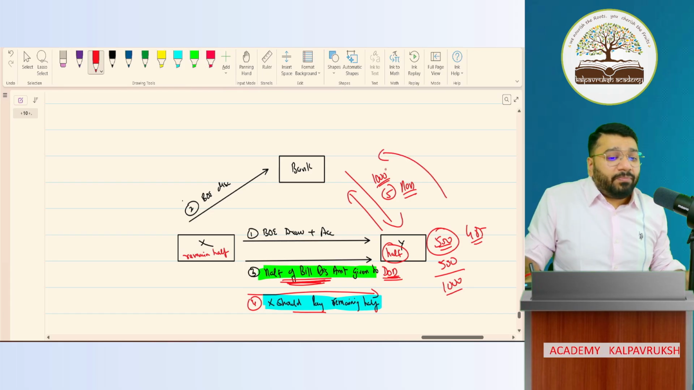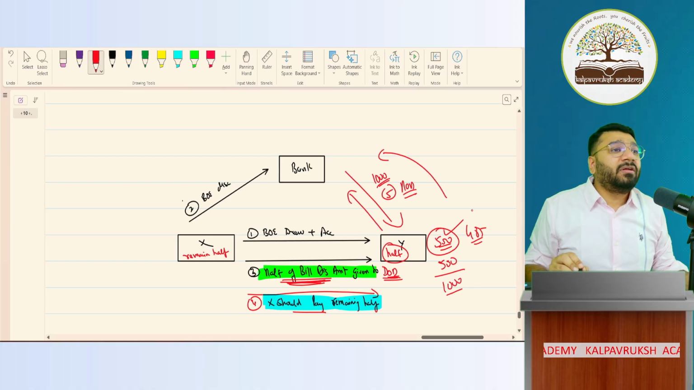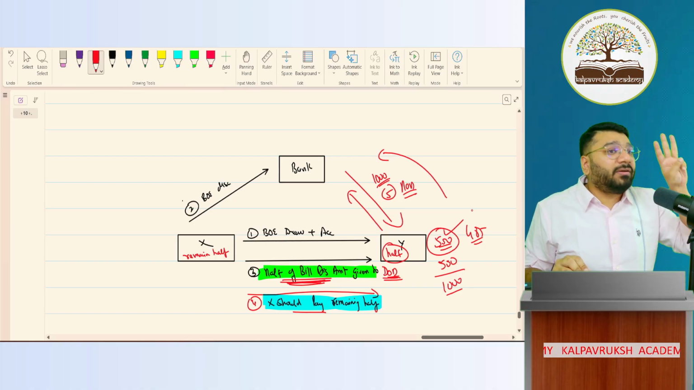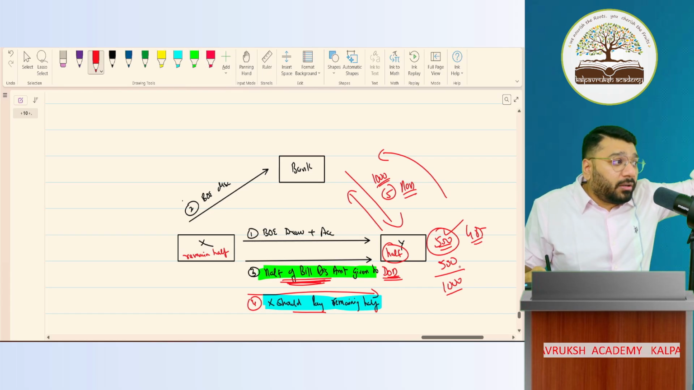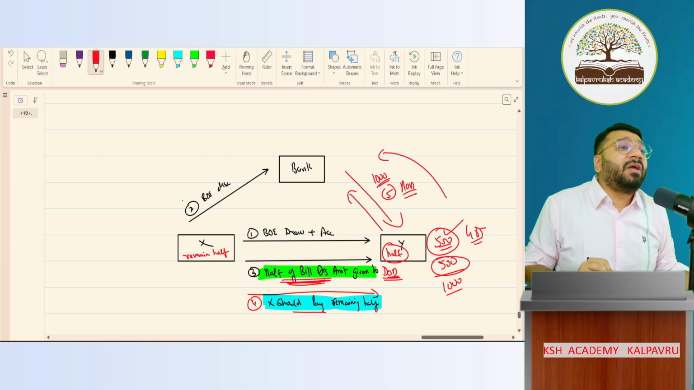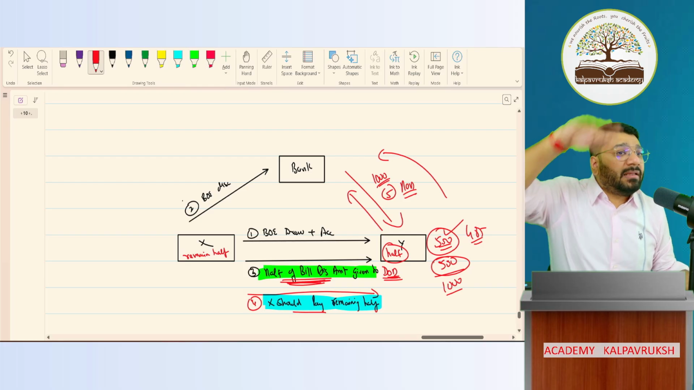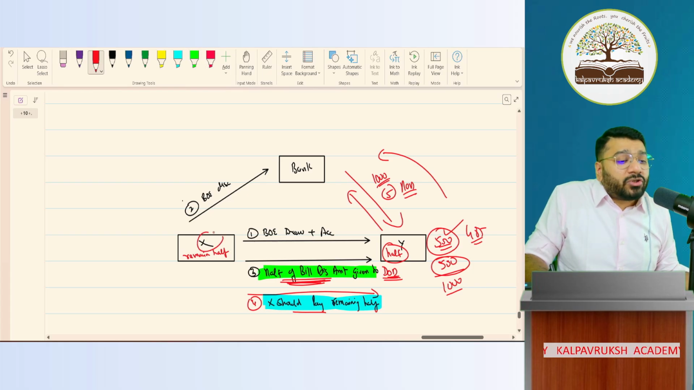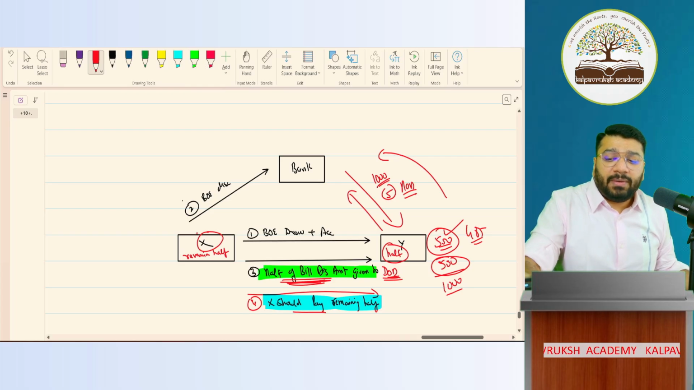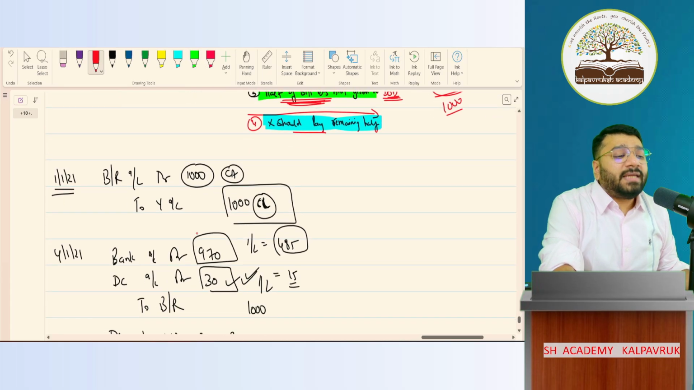So out of 1000 rupees, Y already has 500, which he has been enjoying for 3 months. Now, on the date of maturity or before maturity, I'll get the remaining 500 from Y and make the payment to the banker. Got it, not got it? So we are recording in the books of X. X has to make the payment. Yes or no? What is the entry if X makes the payment?